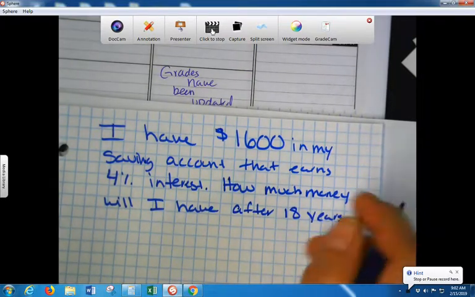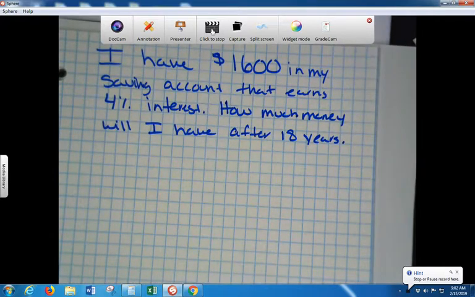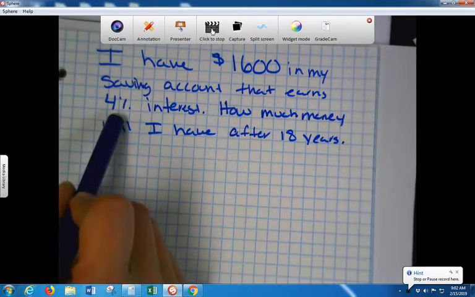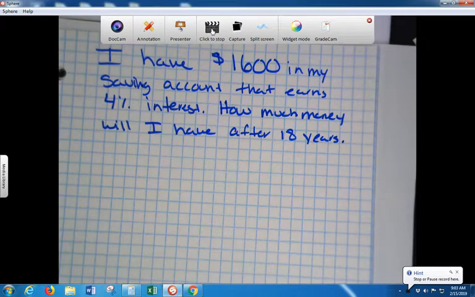Let's say when you were born, your parents or grandparents started a savings account, and they just put $1,600 in your bank account when you were born. And they got a great interest rate of 4%, and they said you can't withdraw or touch the money until you turn 18. So it's this money they put in the bank when you were born, and you can't touch it until you turn 18. So 18 years.